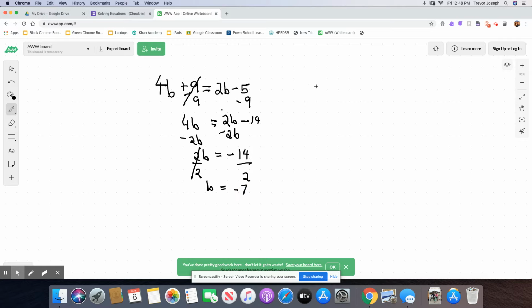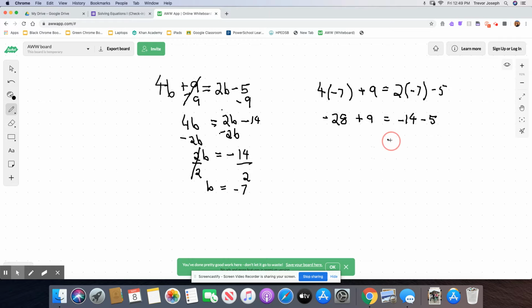Well, that's great. Does it work? So I'm going to take this equation and sub in negative 7 for b: 4 times negative 7 plus 9 equals 2 times negative 7, subtract 5. When I do that, 4 times negative 7 has got to give me negative 28, because a positive multiplied by a negative integer is going to be negative, plus 9. And I'll keep going here, which is going to give me, when I multiply these, negative 14. Subtract 5.